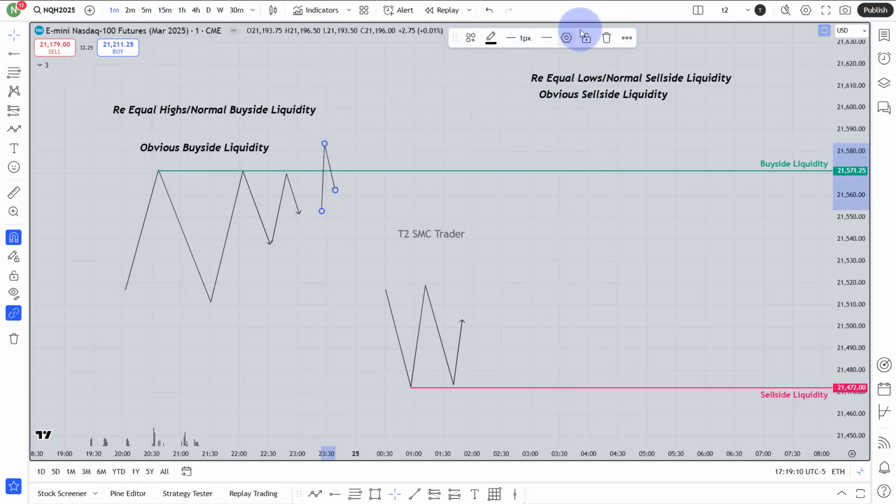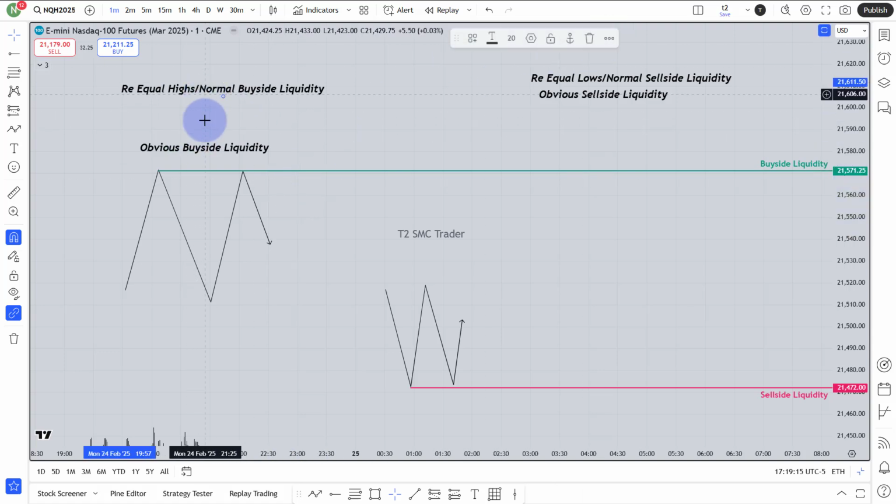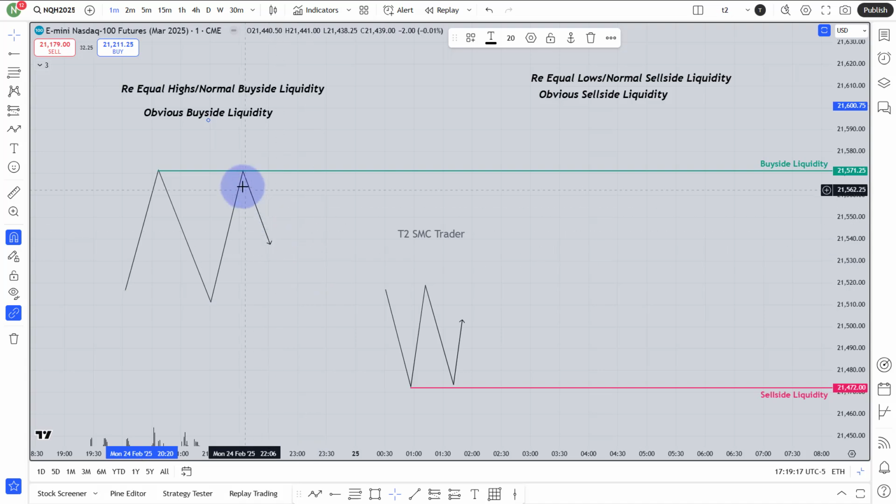Now I will give you the example for the third type, which I call strongest liquidity. What do I mean by that? You saw that there are relatively equal highs, or maybe obvious liquidity.